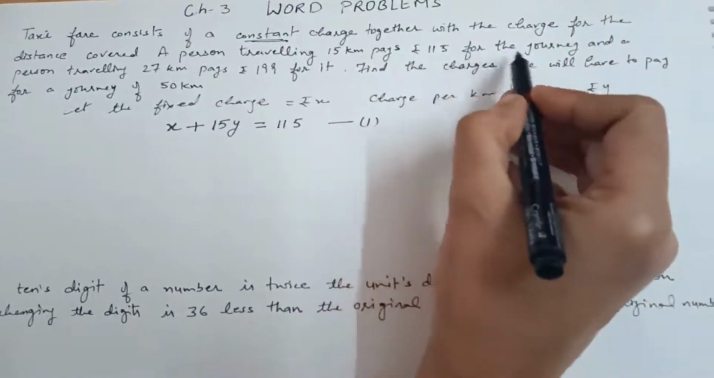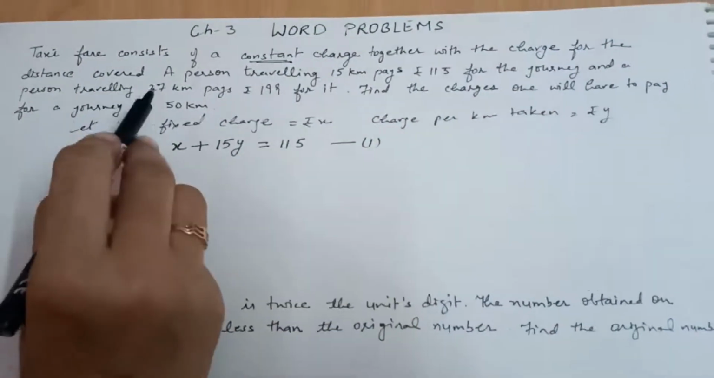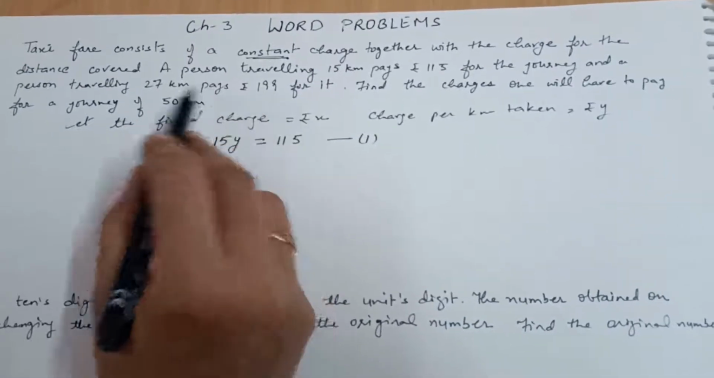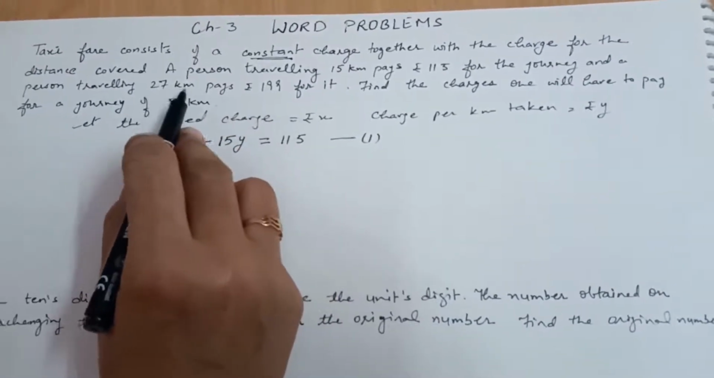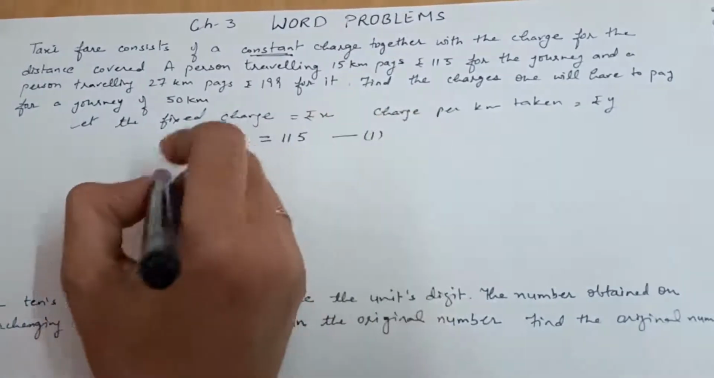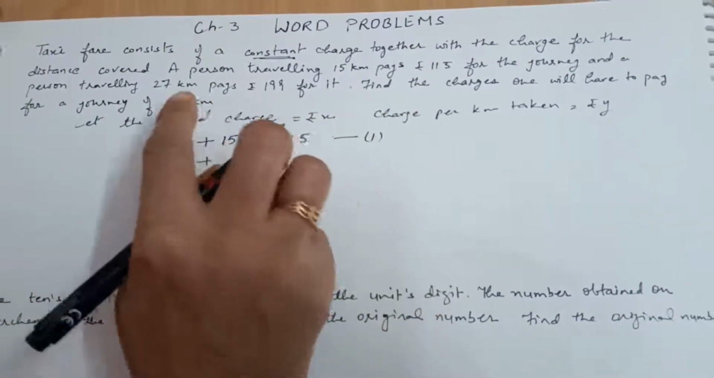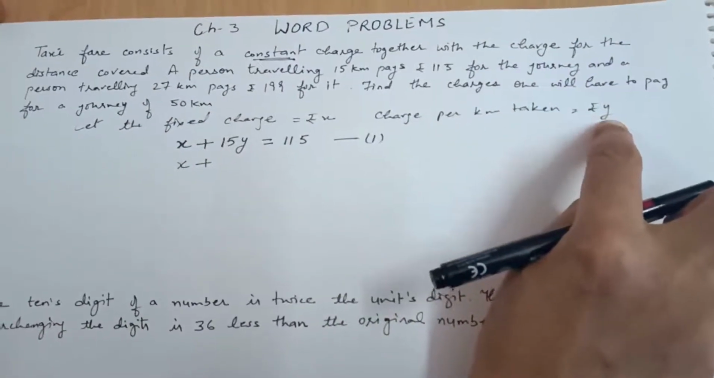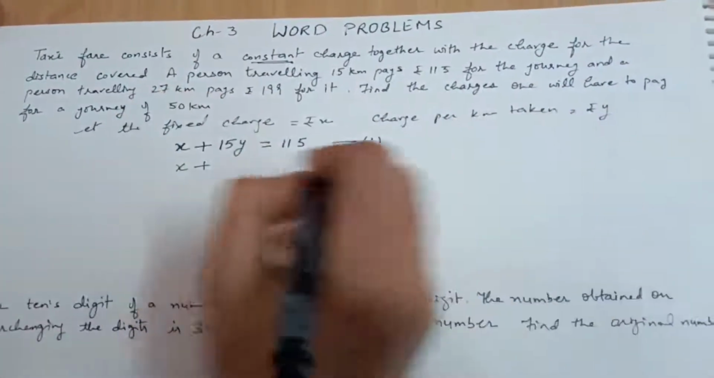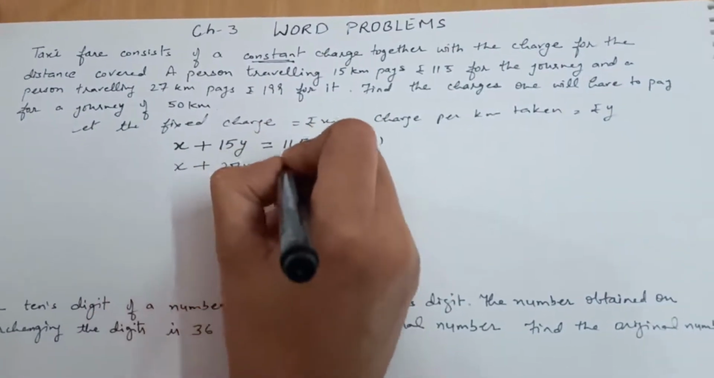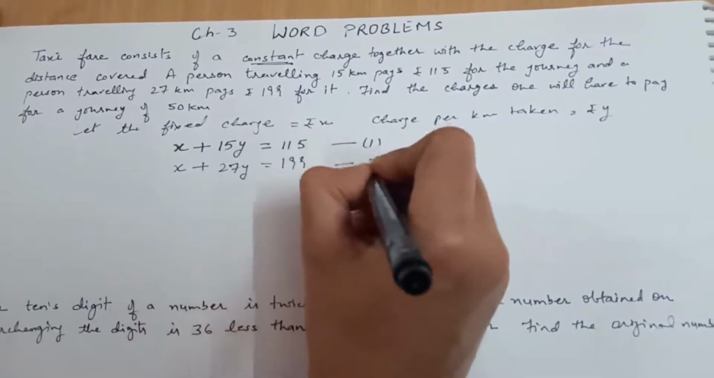Second, for the journey, a person traveling 27 km pays rupees 199. So you are going 27 km, you have to pay the fixed charge x. Now you are covering 27 km, and the charge for 1 km is y. For 27 km you need to pay 27 into y. And you are paying a total of 199. This is your second equation.